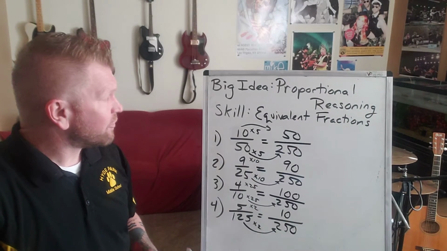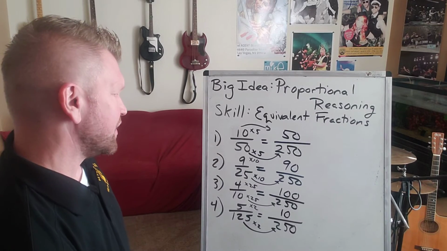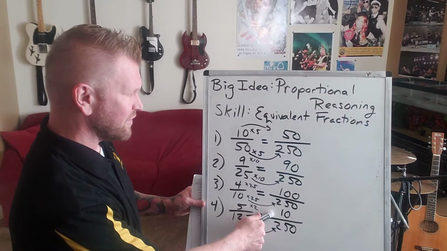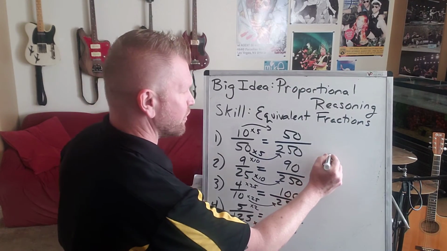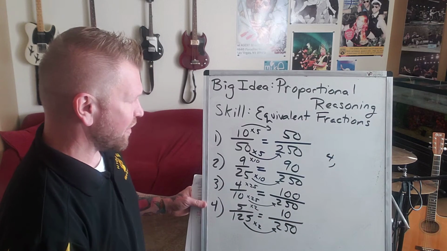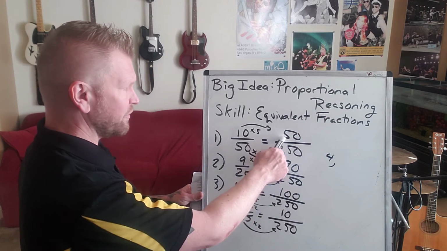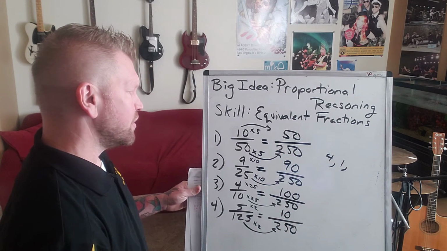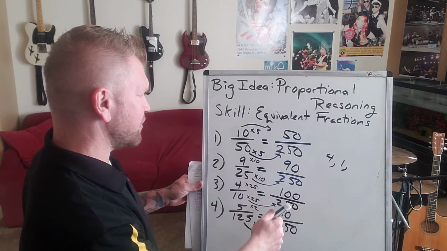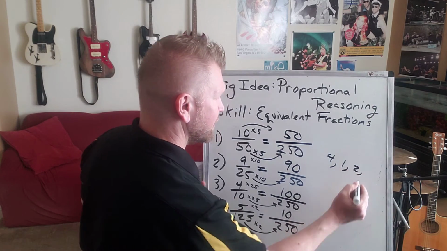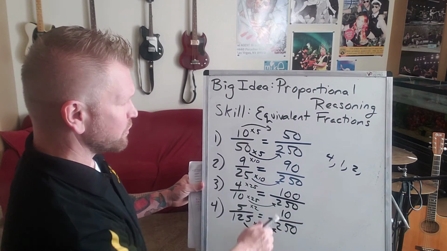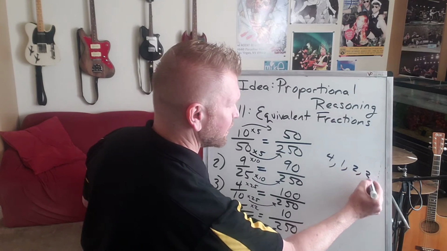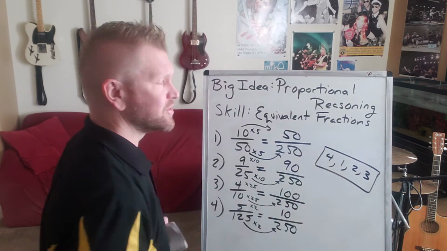So now, from least to greatest, we could see that this candidate here only received 10 votes. So candidate 4 is the least. After candidate 4, the next one is 50 votes. Candidate 1. The third number is going to be 90 out of 250. That would be candidate 2. And the one receiving the most votes was 100 votes. That was candidate 3. We're looking for that answer right there.